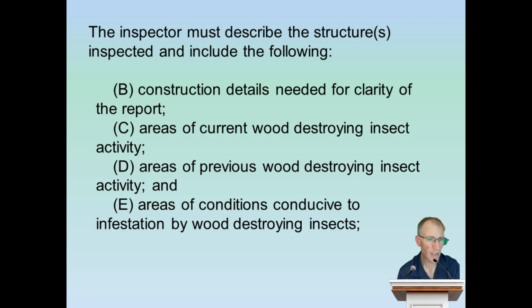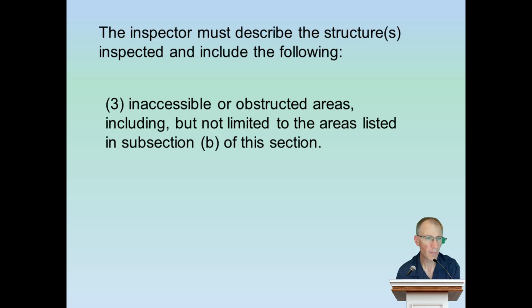Construction details needed for clarity of the report. C. Areas of current wood-destroying insect activity. D. Areas of previous wood-destroying insect activity. And E. Areas of conditions conducive to infestation by wood-destroying insects. The inspector must describe the structures inspected and include the following.